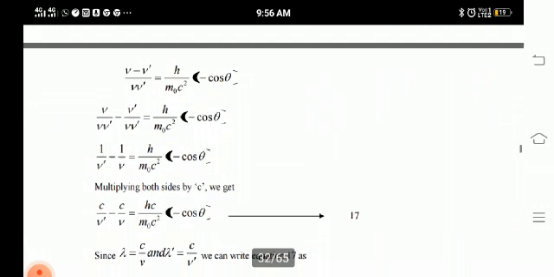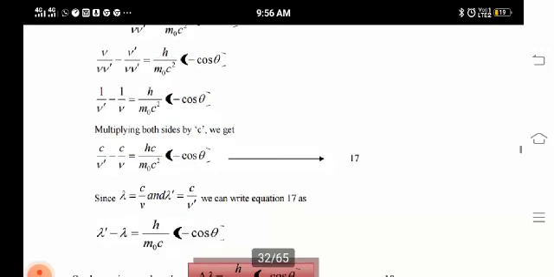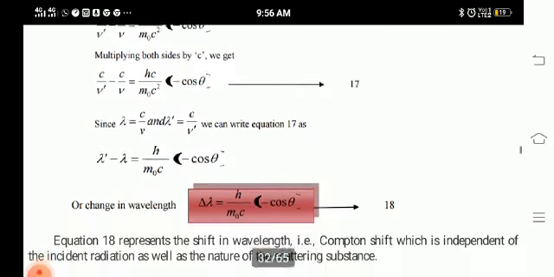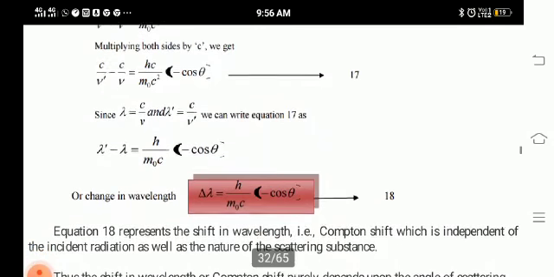Multiplying both the sides by c, we get c by nu dash minus c by nu is equal to h c by m naught c squared 1 minus cos theta. Here c by nu is lambda and c by nu dash is taken as lambda dash. So we can write lambda dash minus lambda is equal to h by m naught c 1 minus cos theta. This is called the expression for change in wavelength, that is delta lambda is equal to h by m naught c 1 minus cos theta.